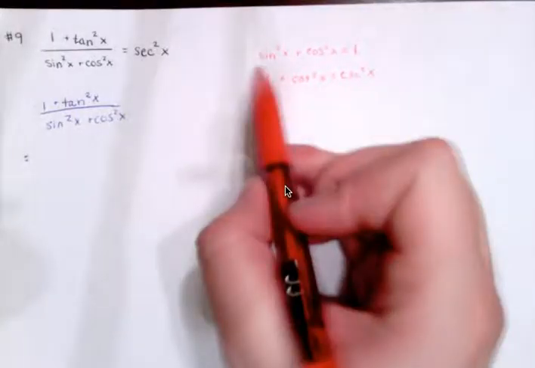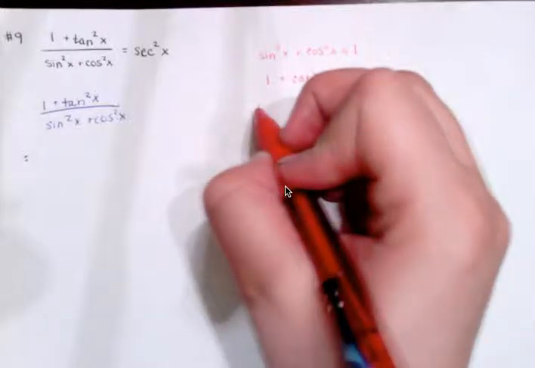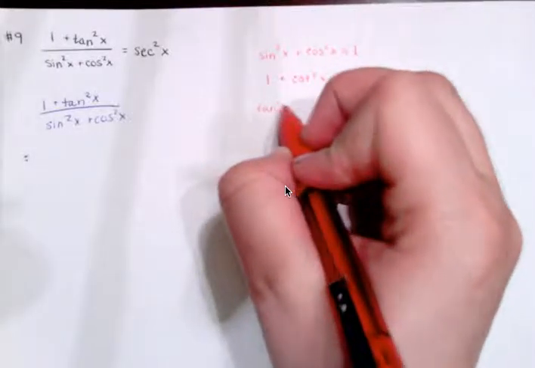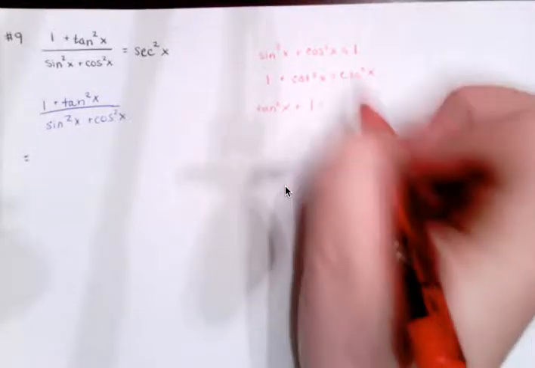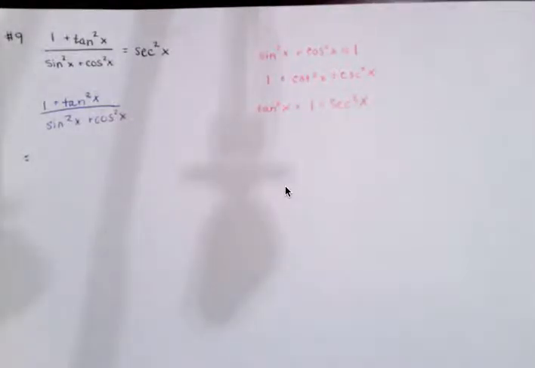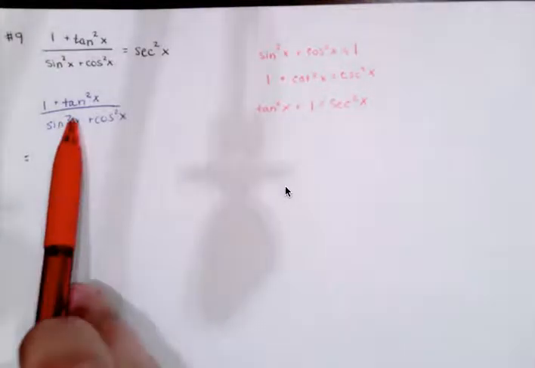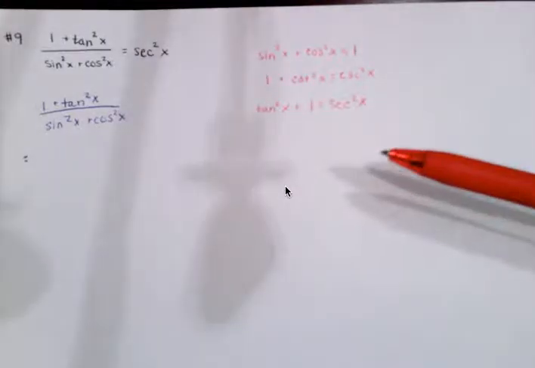Then my other one, I take my original and divide it by cosine squared. Sine divided by cosine, that would give me tangent, and it's squared. Cosine squared divided by cosine squared is 1. And then 1 divided by cosine squared is secant squared. So these are the three Pythagorean identities, that anytime you see one of the trig functions squared, you should think, all right, can I use one of these?